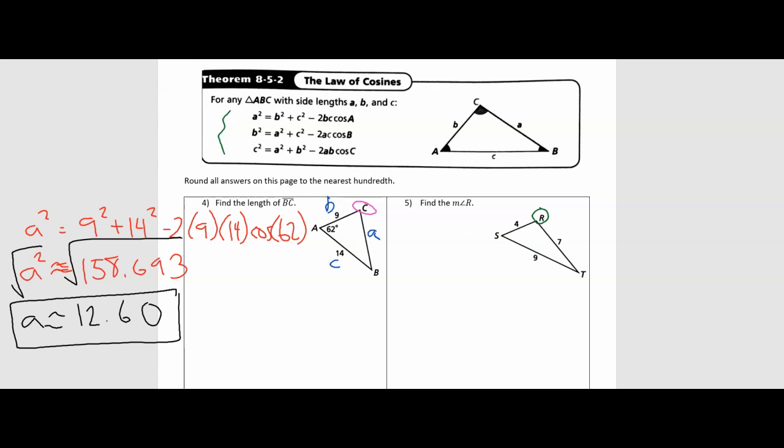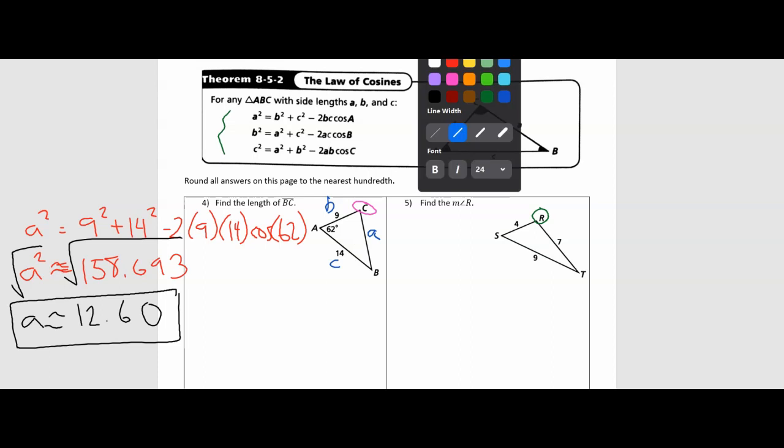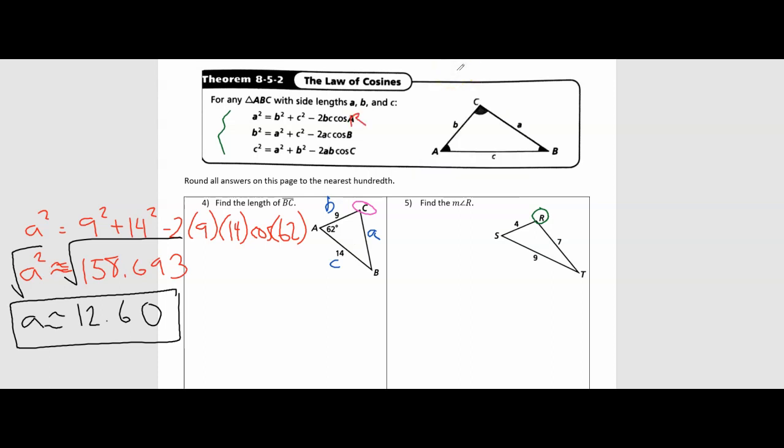Okay, so there's only one spot for an angle, and it's inside of the cosine function. And I have to use angle R, right, because that's the angle I want to find. So if I'm going to put R right here, that means that this side has to be the side across from R. So I only have one choice, right? What's on the left-hand side of my equation has to be 9 squared, because that is the side across from R. So I get 9 squared is equal to 4 squared plus 7 squared.